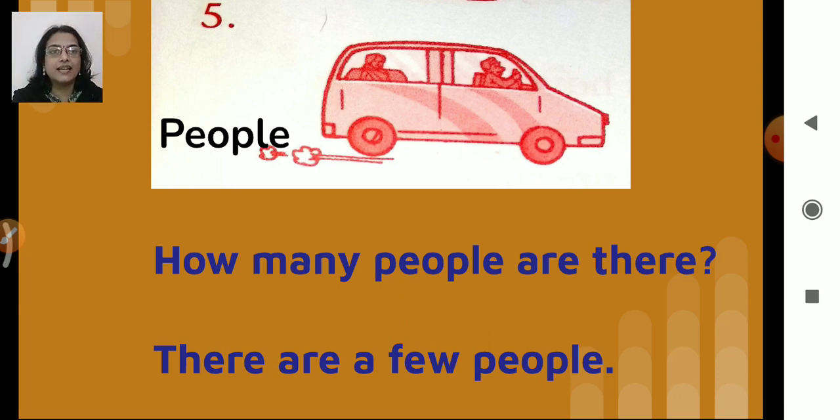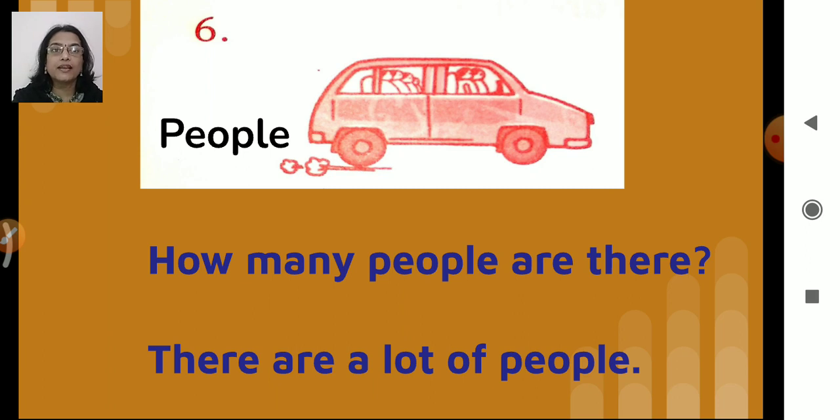Okay. Same way, sixth one. Again we can see the car. People are sitting there. But many people are there, right? How many people are there? There are a lot of people.